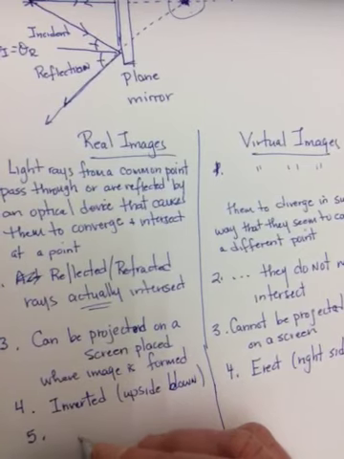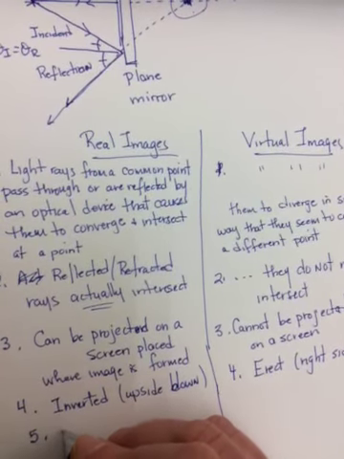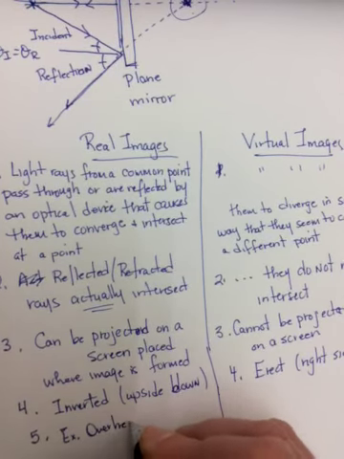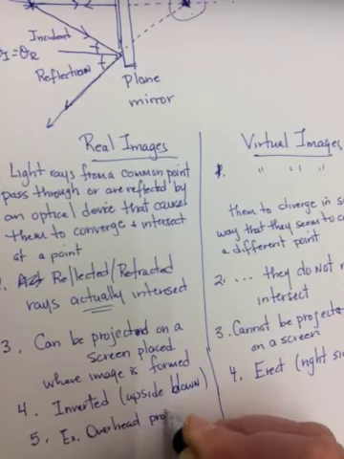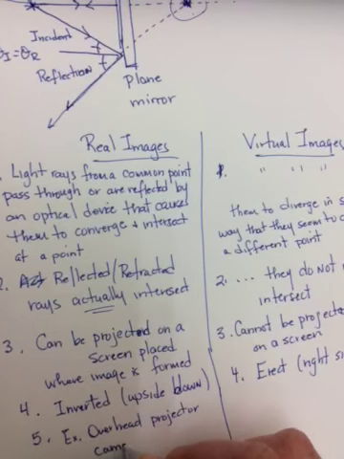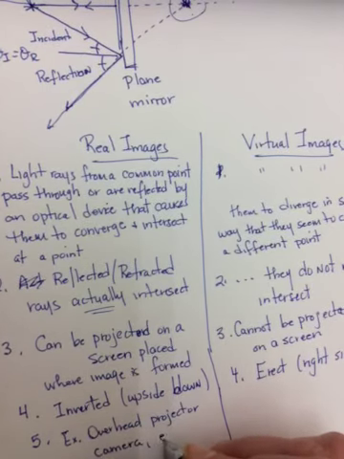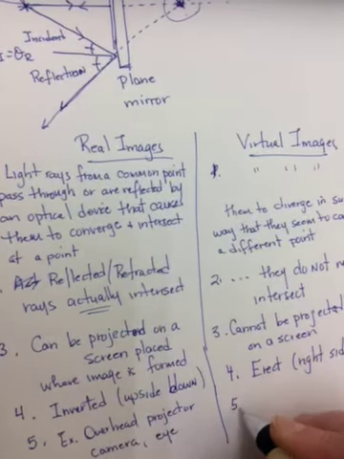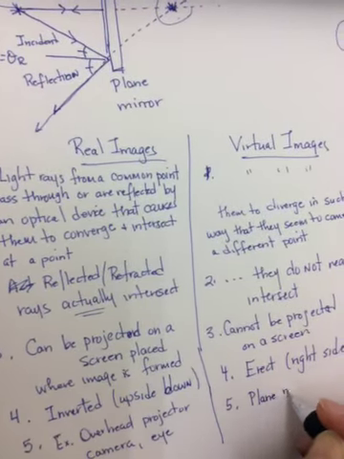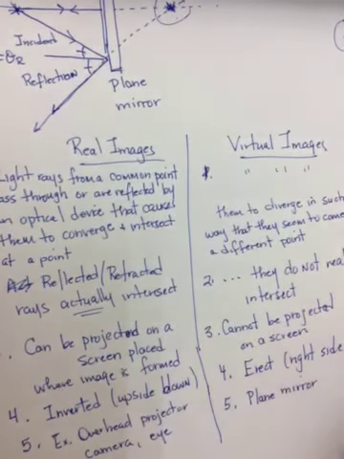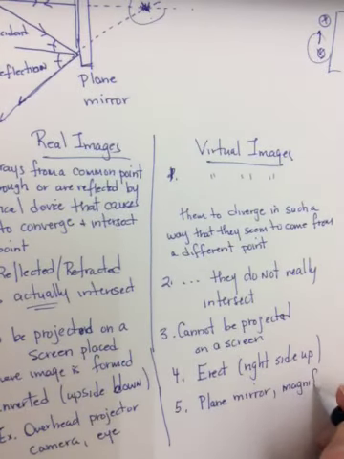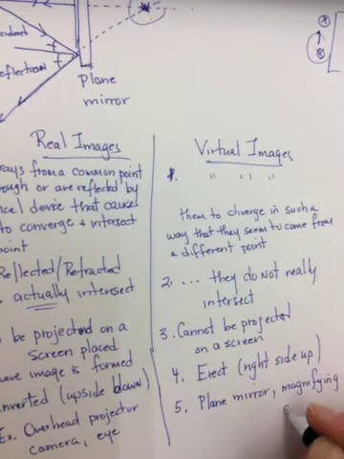And the 5th one here, examples. Real images would be like an overhead projector, a photocopier, a camera, your eye; all of these things create real images. Virtual images would be what we call a plane mirror, like your bathroom mirror. A magnifying glass is a virtual image. And more, so stay tuned.